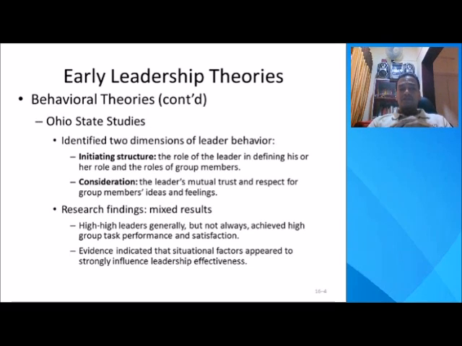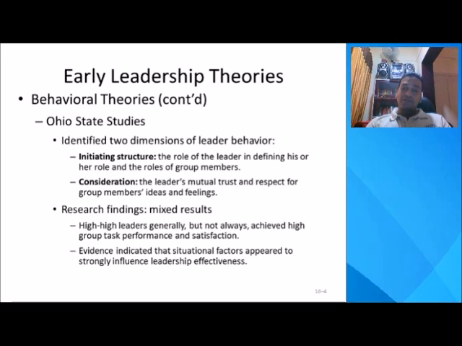Another set of studies from the Ohio State University identified two dimensions of leader behavior. The first study talked about three styles of leaders. Well, this study tried to understand the style on two dimensions. One is the initiating structure.